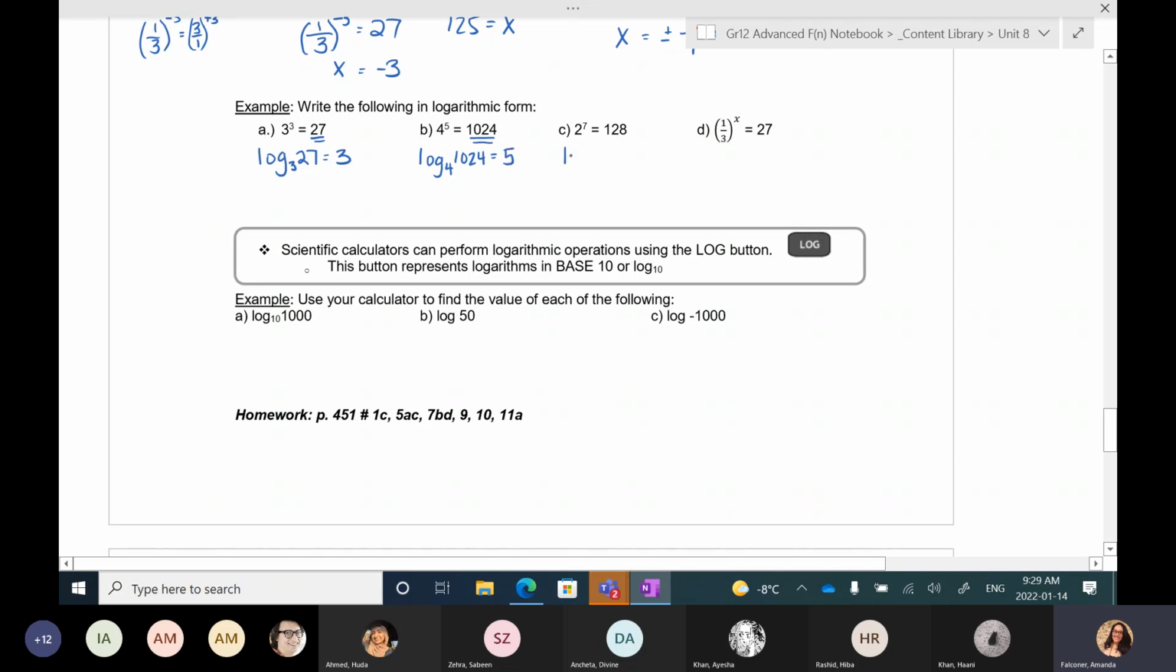Or this logarithm of a base of 2 is going to have the argument of 128, and that's going to be equal to 7. Or this logarithm of the base of 1/3 is going to have an argument of 27, and that's going to be equal to x. Okay.